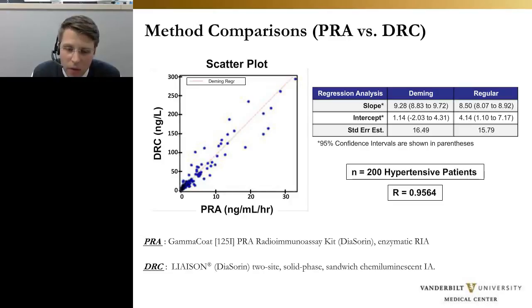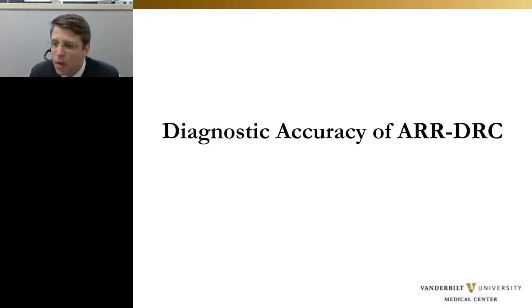And this is why we felt that we needed to take it a step further and assess the diagnostic utility of the aldosterone to renin ratio calculated with this direct renin concentration. Which brings us to the diagnostic accuracy of the aldosterone to renin ratio calculated with direct renin concentration.